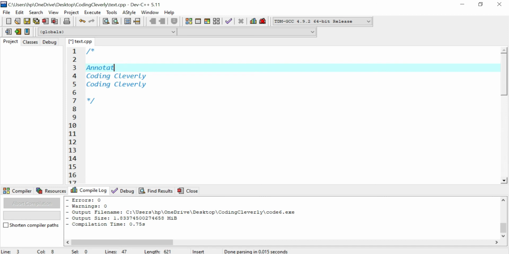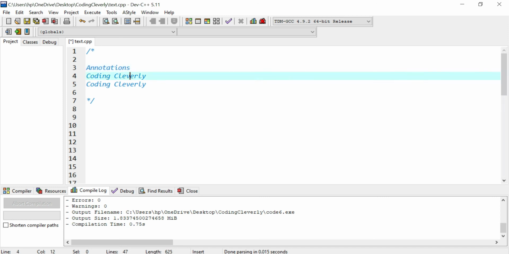So these are annotations or notes, and they're also referred to as comments. This is the more common way to understand them. They're called comments. Okay, so after this, there's also one called the single line comment.